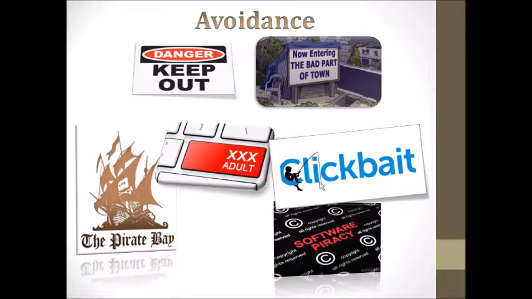So, forms of avoidance: keep out. You're entering the bad part of town. Don't go in that part of town. What's the bad part of town? Well, Pirate Bay. Downloading warez, free software, pirated stuff. A lot of that stuff comes with stuff embedded in it, like viruses, malware, trojans. You never know. Just because it's free doesn't mean it's good. There is some free stuff out there that's okay, but if it's pirated, it's usually going to go bad for you.